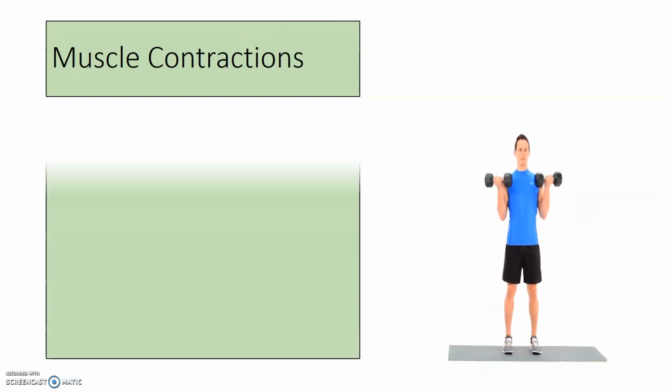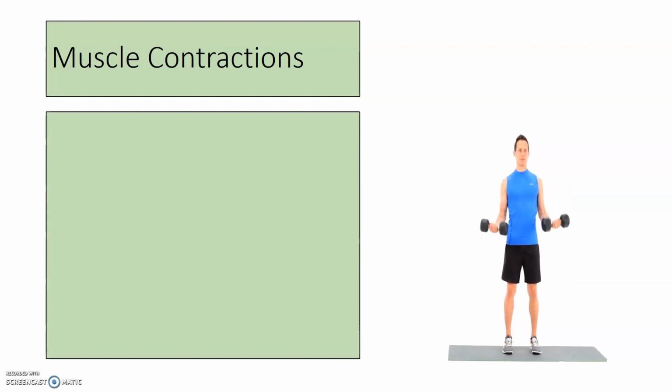So let's look at this in action, and you can actually see a bicep curl here in this diagram on the right hand side. Let's look at the first muscle contraction that we need to know about, and it's called isotonic contraction.